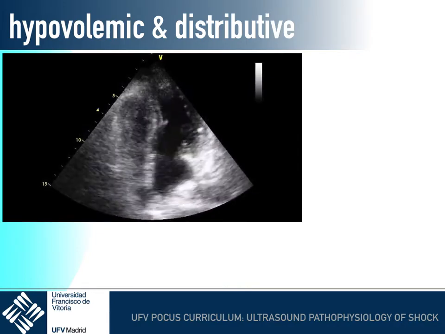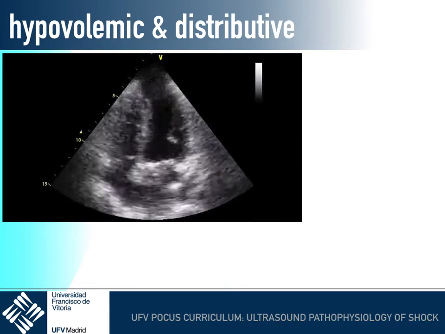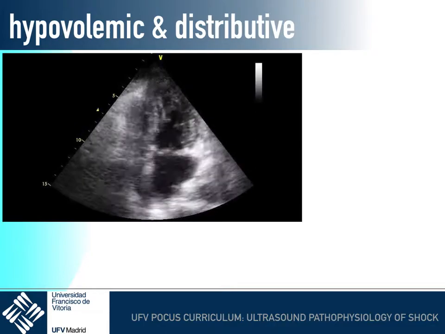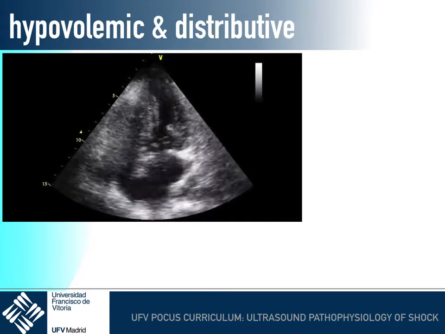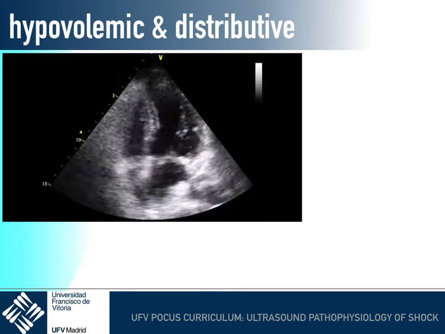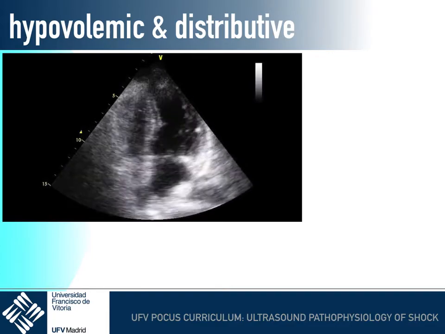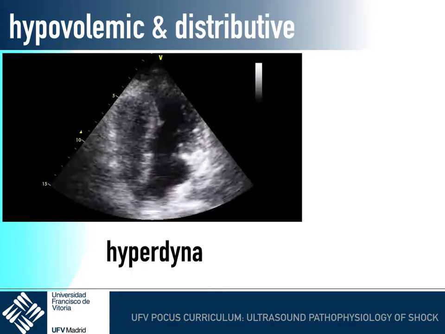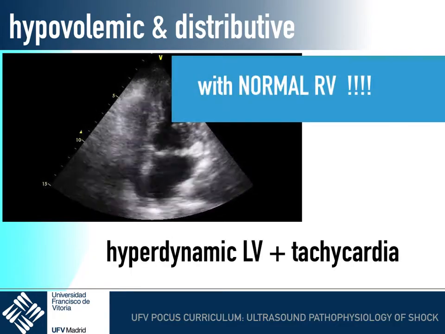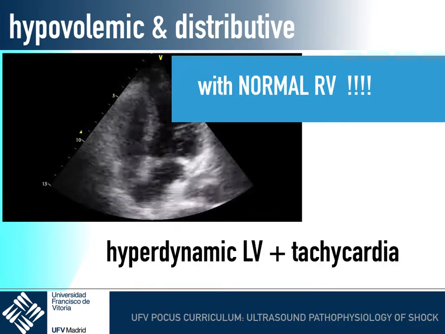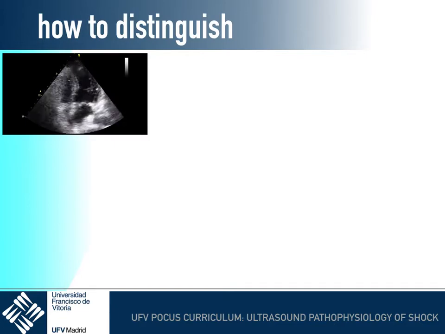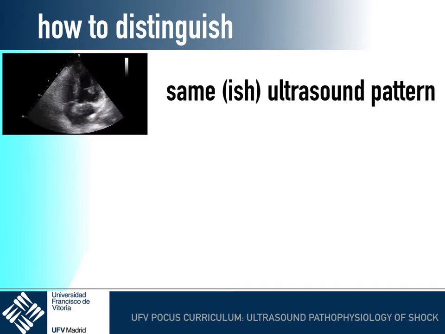Both hypovolemic and distributive shock have the same ultrasound pattern. In this apical four chambers view, we see that again the left ventricle is empty and hyperdynamic, but the right ventricle, which is the key point, looks normal, and looks empty as well. So: hyperdynamic, tachycardia, with a normal right ventricle. How to distinguish between hypovolemic and distributive? Because they have the same or almost the same ultrasound pattern.